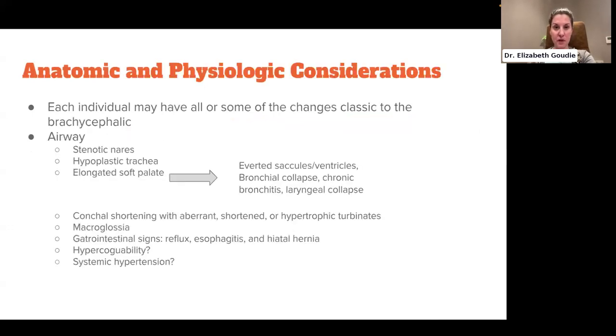So each individual may have all or some of these changes classic to the brachycephalic. I find that all of them probably have these changes, but the degree to which they are affected is obviously variable. Similar to horses that are regularly anesthetized over and over, that seem to learn how to be anesthetized. Brachycephalics that have had previous procedures and have done well, especially outside of their very early spays or neuters. And then I find that the older they are without any kind of airway collapse and airway crisis, the more likely they're to do well under anesthesia.